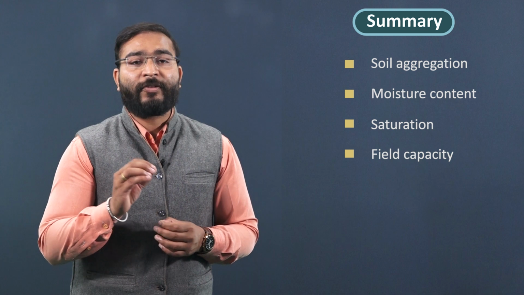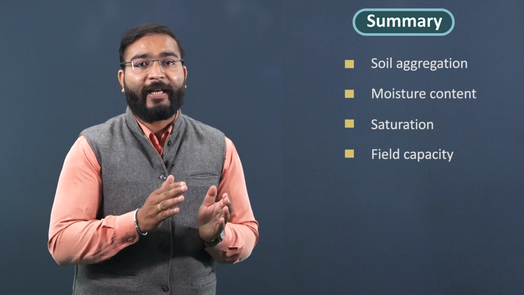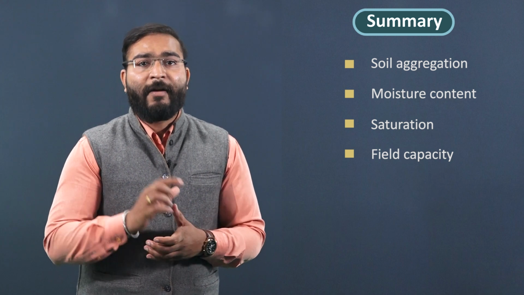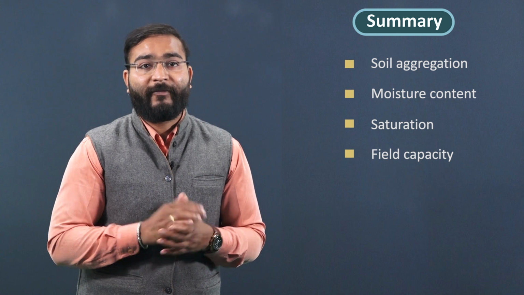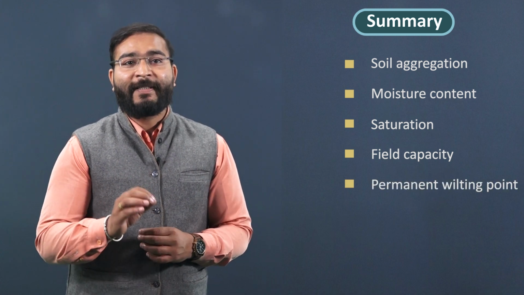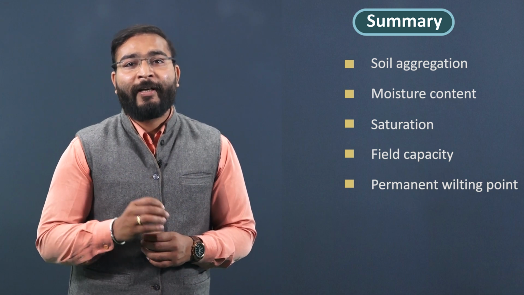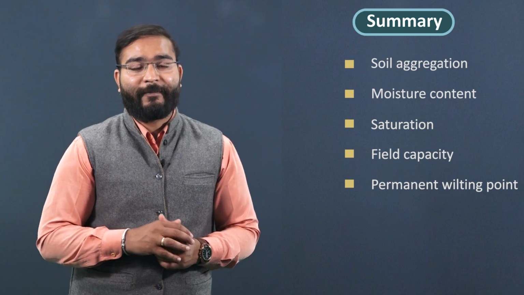This is the condition of the soil in which the larger soil pores are still filled with both air and water, while the smaller pores are still full of water. Finally, we saw the permanent wilting point, which is the minimum amount of water in the soil that a plant requires so as not to wilt.